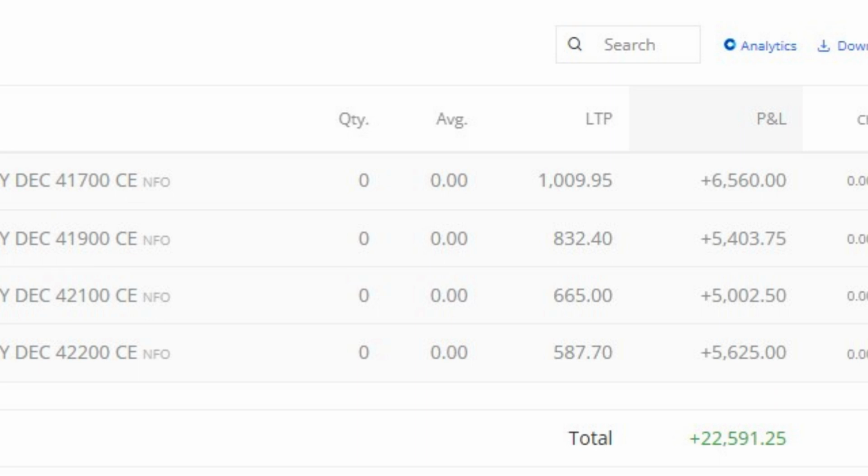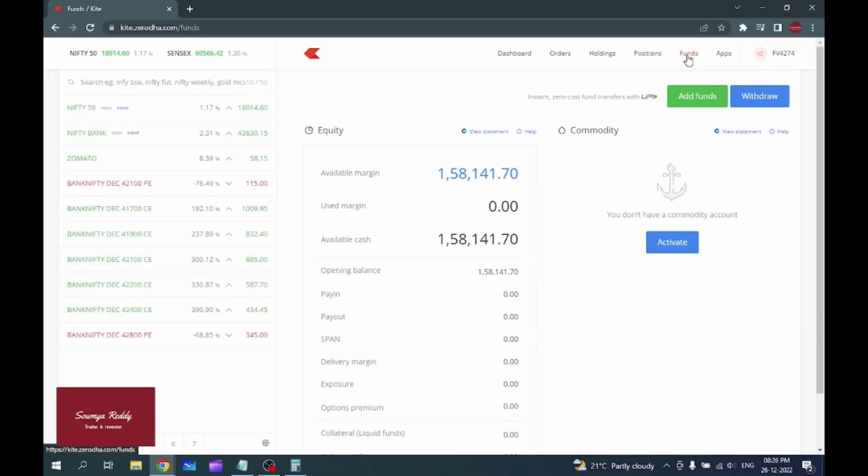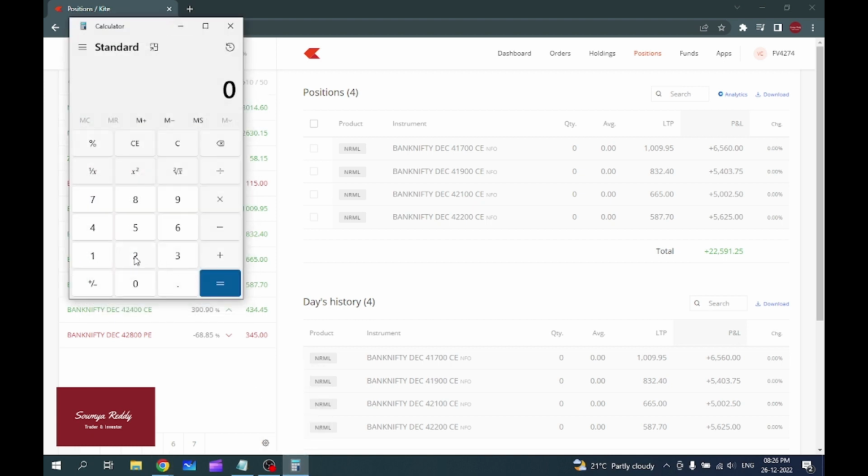Today I am going to show you how I made 22,000 rupees profit by trading Bank Nifty options. I have a capital of 1,58,000 and if you see my profit, it is 22,500. Let's see how much percentage of profit I have made.